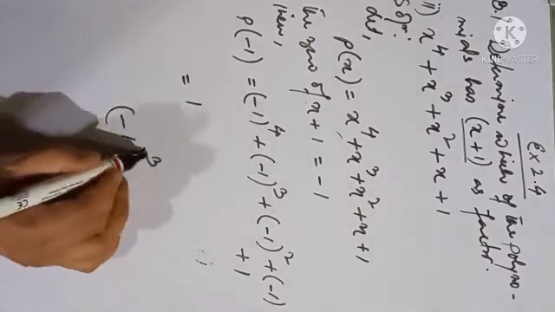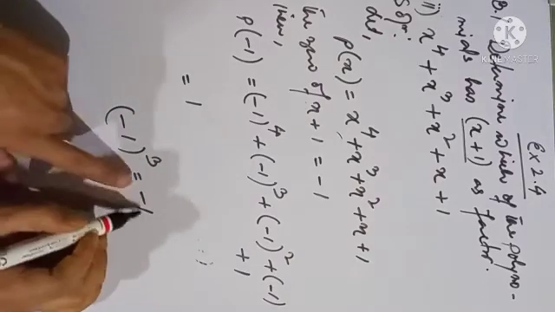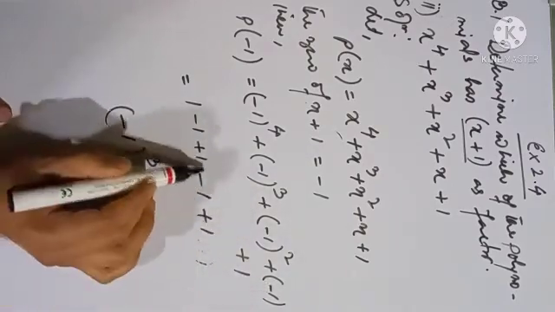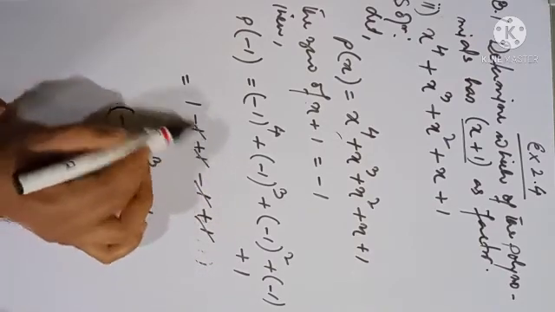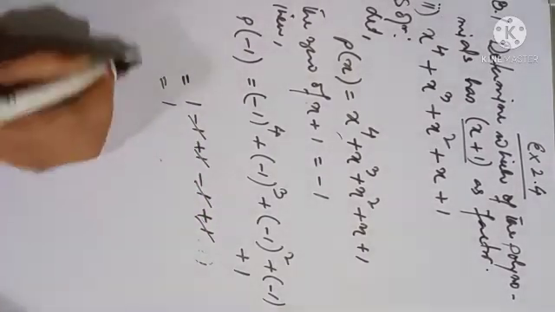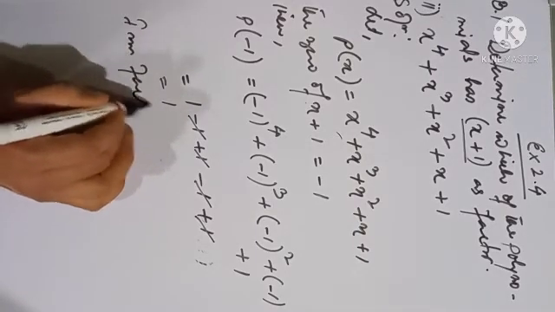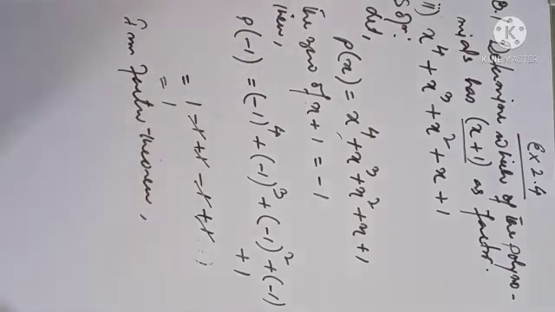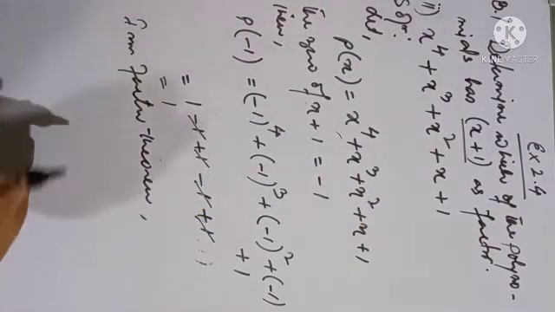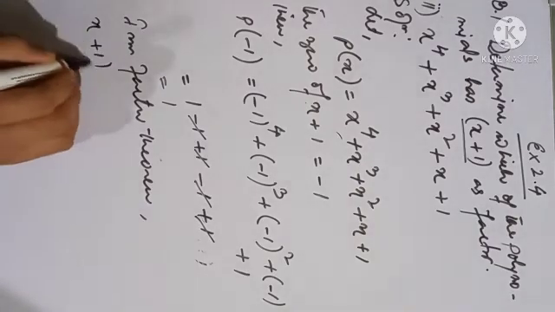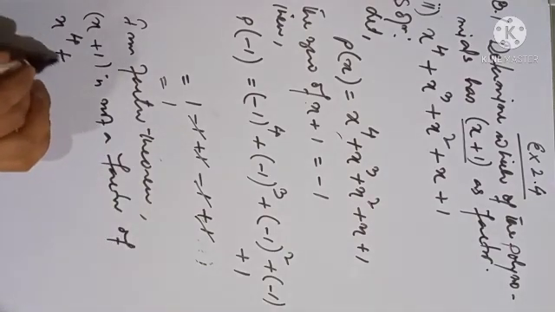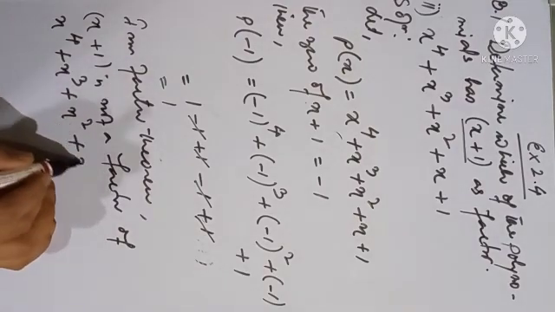From here, minus 1 whole cubed gives minus 1. Minus 1 to the power 4 gives plus 1, and minus 1 squared gives plus 1. So we get plus 1 minus 1 plus 1 minus 1 plus 1. Plus 1 and minus 1 cancel, plus 1 and minus 1 cancel, and at the last we have 1. From the factor theorem, the remainder is not 0, which means this is not a factor. So you can write: x plus 1 is not a factor of x to the power 4 plus x cubed plus x squared plus x plus 1.